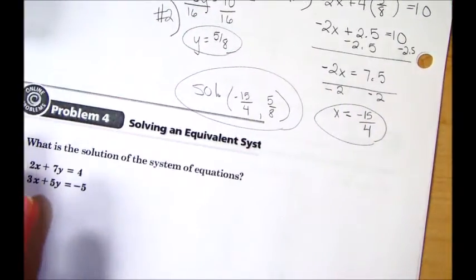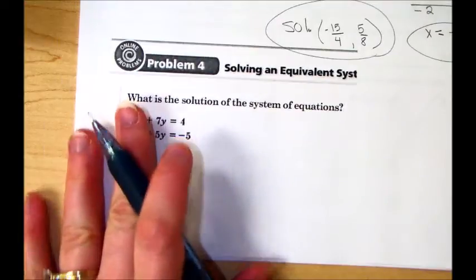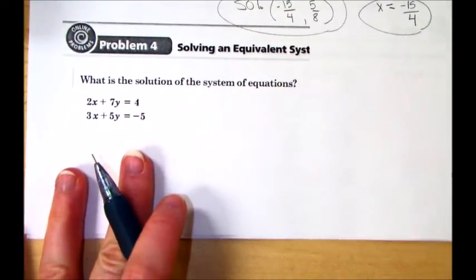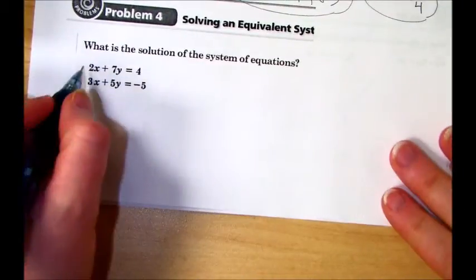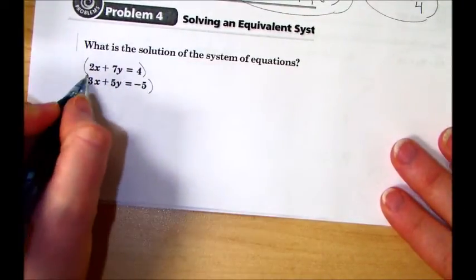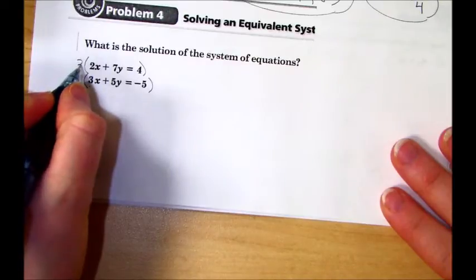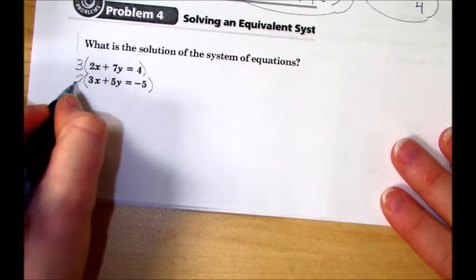We're going to practice that one more time. Problem 4. What is the solution of this problem? We're going to try my method of taking this bottom number and putting it on the top, and taking the top number and putting it on the bottom.